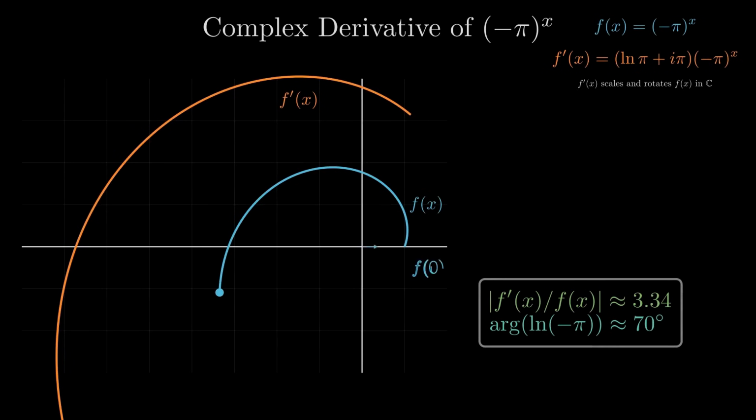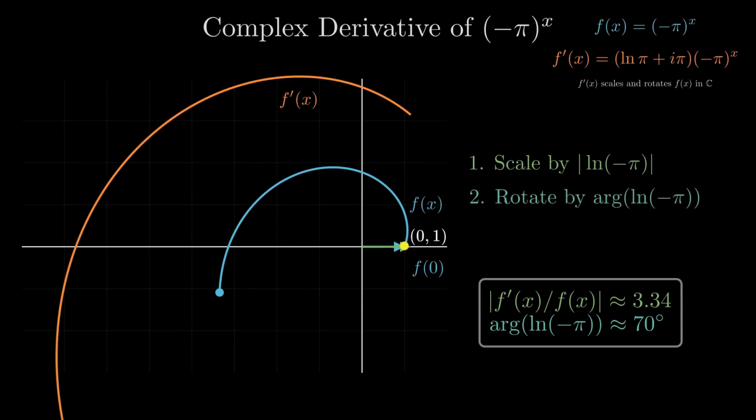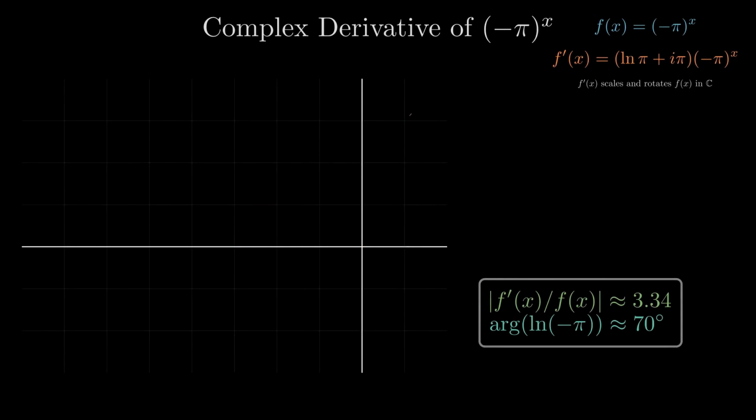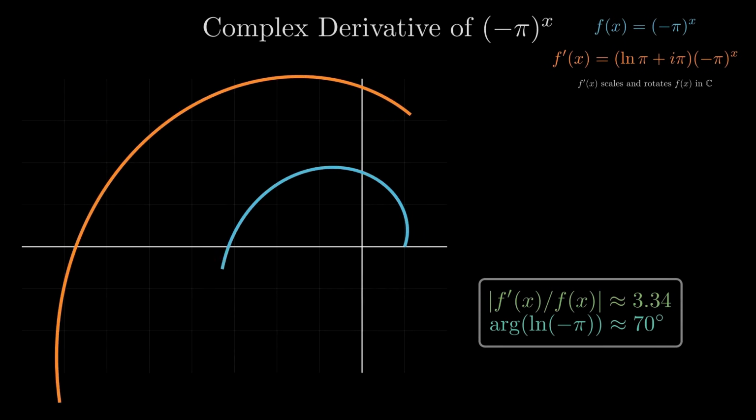To see this clearly, look at x equals 0. The function value is 1, so the vector points straight to 1 on the real axis. To get the derivative vector, take that original vector and apply the constant. First scale it by the size of the complex log, about 3.34, then rotate it by the angle of that complex log, a bit over 70 degrees. That new vector is the derivative. It represents the instantaneous velocity of the spiral, how the function is moving through the complex plane at that point.